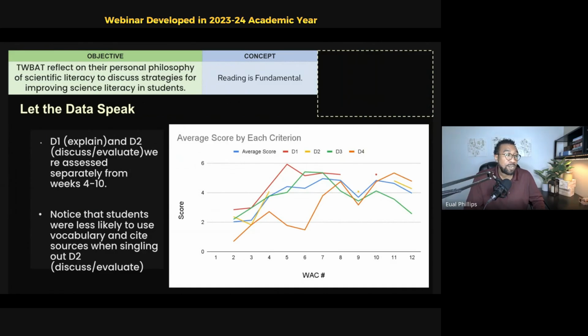Students had gotten comfortable with being able to explain scientific knowledge. And then once I switched over to having them discuss and evaluate scientific knowledge, the scores dropped again. But by the end of the year, I began to assess both of those strands again. This also shows that students were less likely to use vocabulary and cite sources when singling out the discussion and evaluation. So discussion and evaluation is a challenge to my students, as I had suspected.